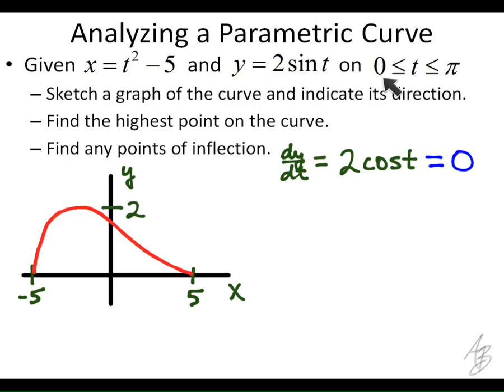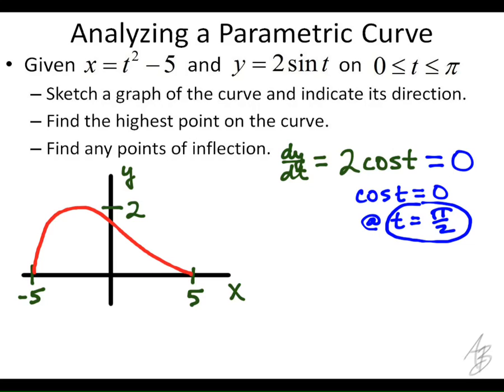Remember, t is on the interval from 0 to pi. So let's think about what's going on here. At 0, what is cosine going to be? 1. At pi, what is cosine going to be? Negative 1. So at some point, cosine is going to be equal to 0. Where is cosine equal to 0 on that interval? Okay, so cosine of t is equal to 0 at t equals pi over 2. Now, how could we justify that that's going to be a maximum?